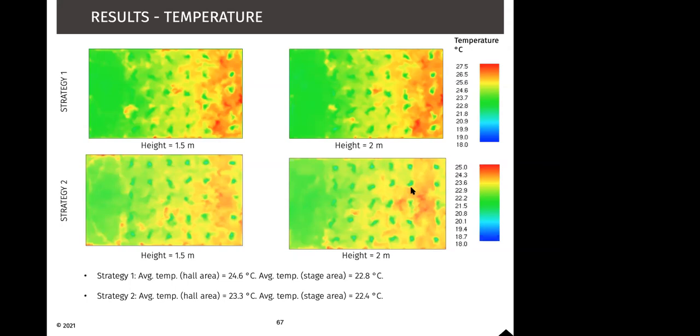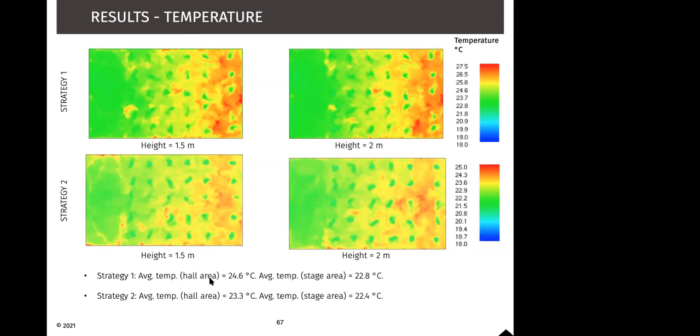The other thing to notice is that although the supply temperature is at 18 degrees centigrade, by the time it actually reaches, say, 1.5 meter height, it is somewhere around 21 to 22 degrees centigrade. So the heat is moving to the back of the hall.